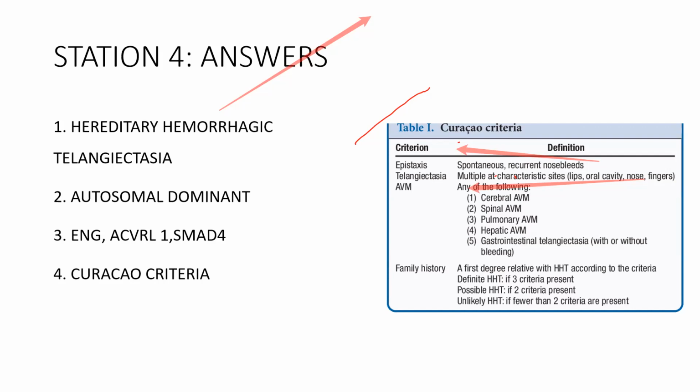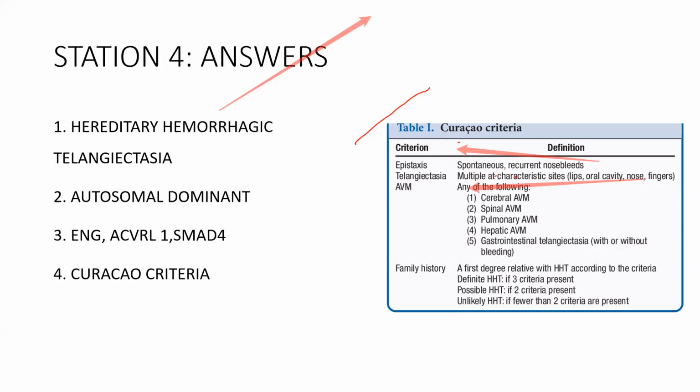Salima madam, anything to be added on these syndrome cases? They should know about the inheritance pattern, the components of the syndrome, the genetic abnormality, and whether there is any criteria specified for the diagnosis. This is what you need to know about syndrome cases. Madam, anything to be added? The other name is also told, no? Osler-Rendu-Weber.